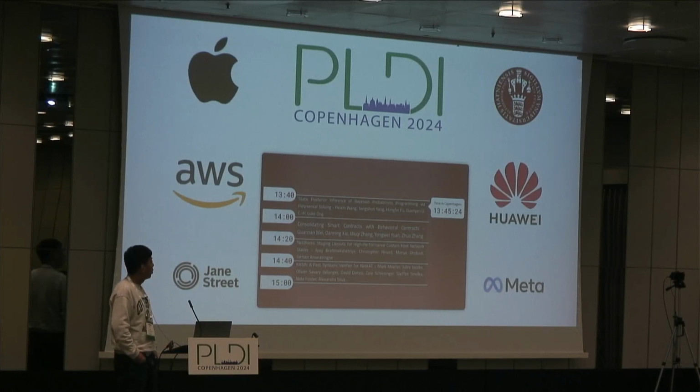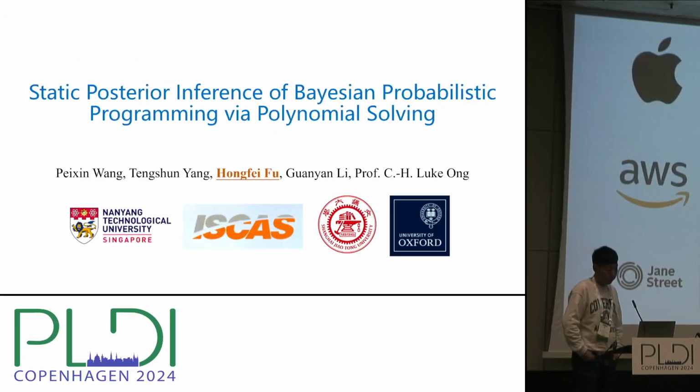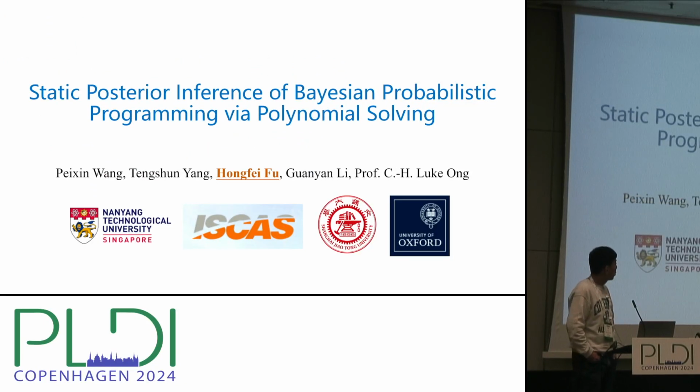My name's Steve Blackburn, and I'll be chairing this session. I'm at Google and the Australian National University, and our first speaker will be Hongfei Fu, who's at Shanghai Jiao Tong University, and he's going to talk to us about static posterior inference of Bayesian probabilistic programming via polynomial solving. So thank you, Hongfei.